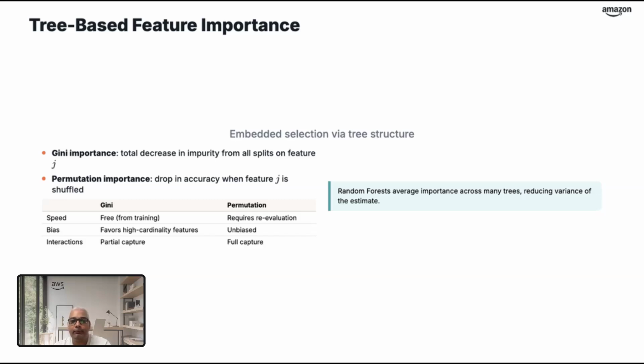Permutation importance shuffles the features and measures the accuracy drop. It is unbiased, but it is a slower approach than the Gini importance, which we pretty much get free when we already have a trained tree model. So in terms of speed, Gini is much faster and in a practical sense free, given the training is already done.